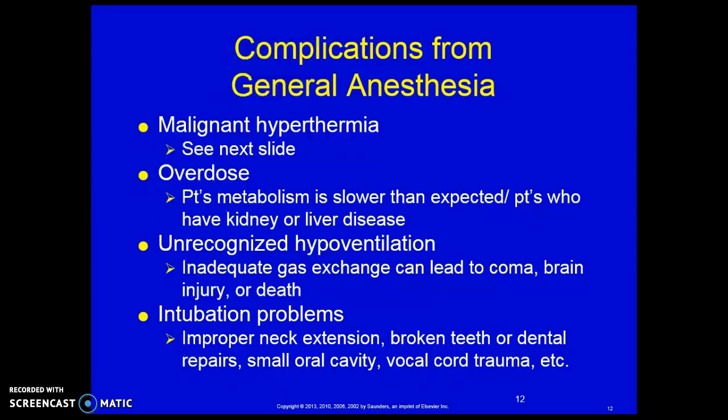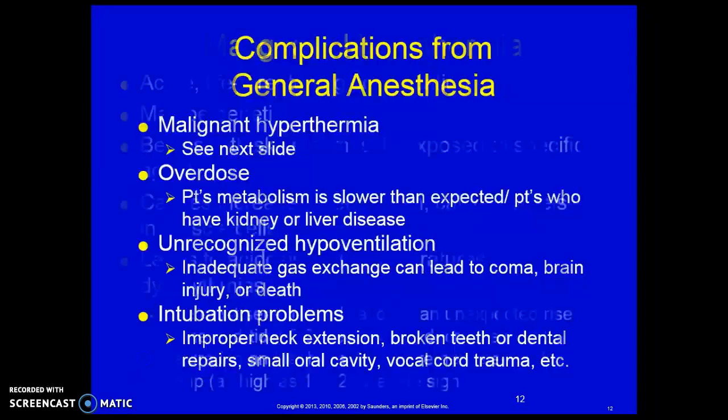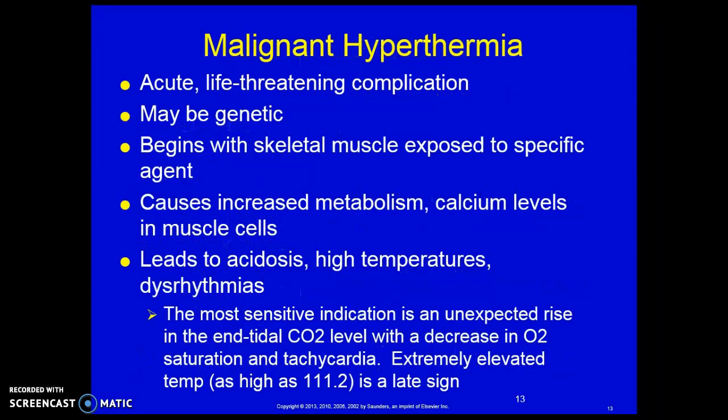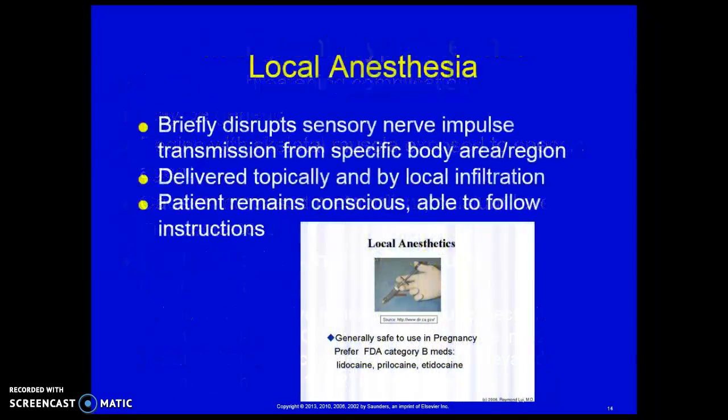And then intubation problems, like improper neck extension, or if the patient had broken teeth or dental repairs that we didn't know about, or that we caused broken teeth. Small oral cavities can cause problems. Vocal cord trauma can result. So there's a bunch of different things that can happen during the intubation. I'm not going to go through malignant hyperthermia again because we talked a lot about that at the last class, but make sure that you do know what it is, that we're asking about it, and what we can do to help if it does happen.